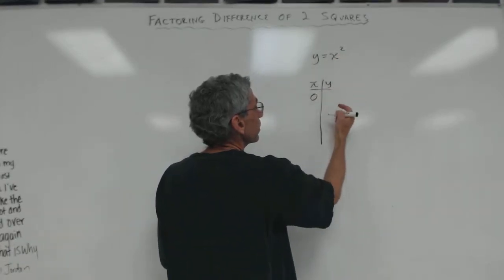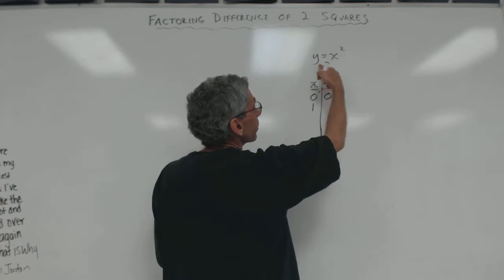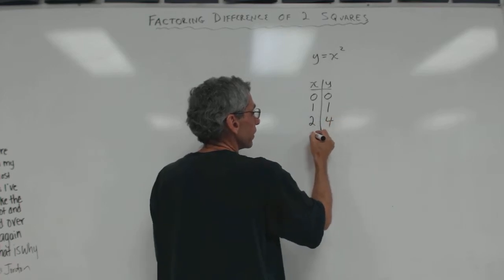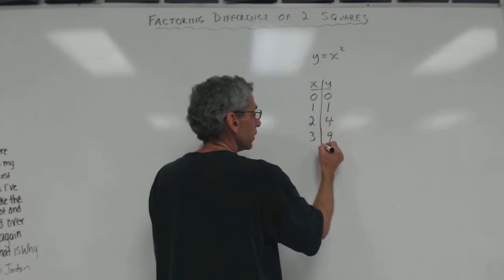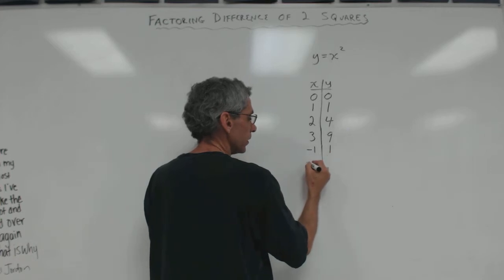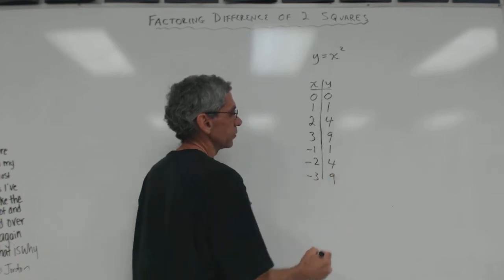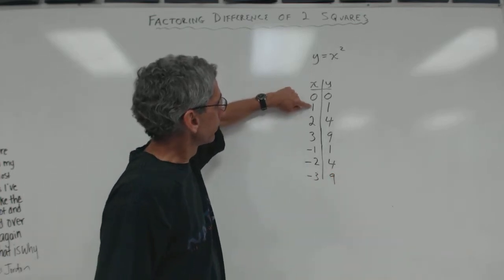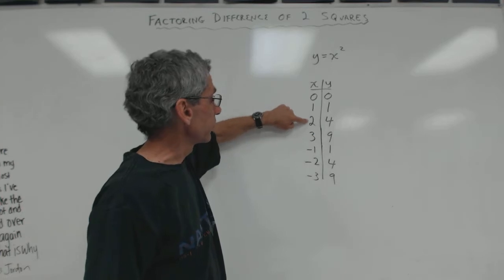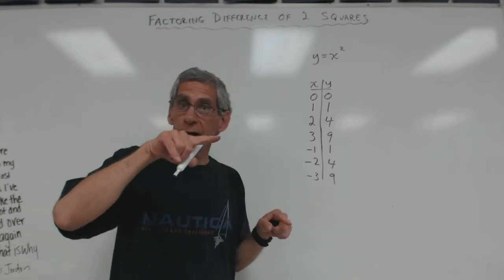What is 0 squared? 0. All right, let's say x is 1. What is y? 1 times 1 is 1. Let's say x is 2. What's y? 4. Let's say x is 3. 9. Okay. Let's say x is negative 1. 1. Let's say it's negative 2. 4. Negative 3. 9. That's interesting. Notice that when x is positive 1, y is positive 1. When x is negative 1, y is also positive 1. When x is positive 2, y is positive 4. When x is negative 2, y is positive 4. That's what makes it turn around, right?